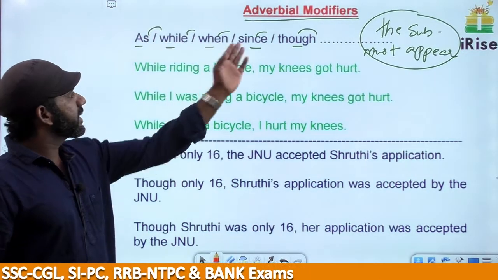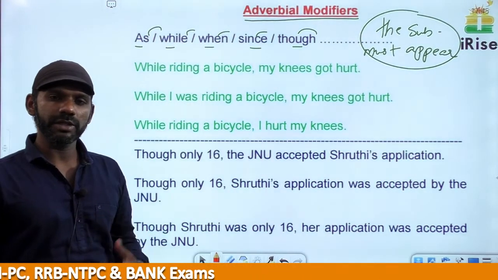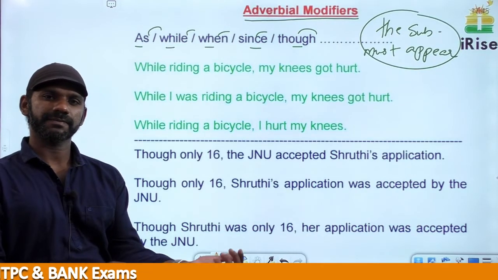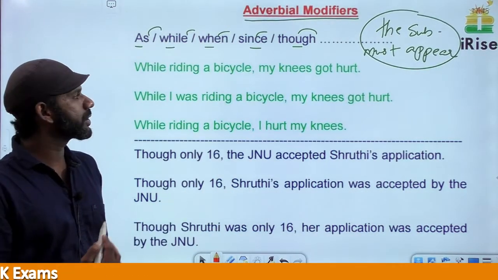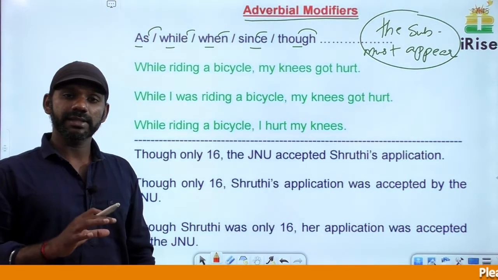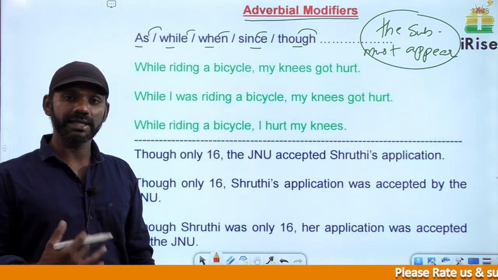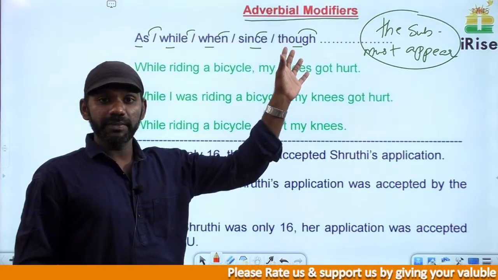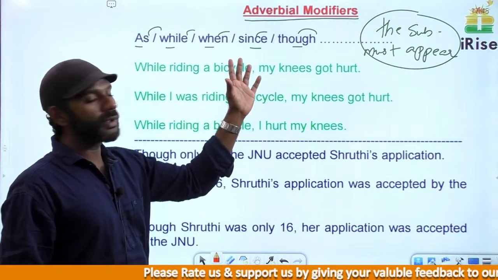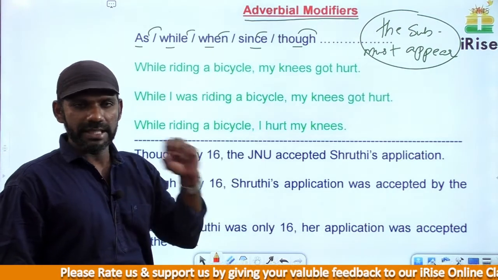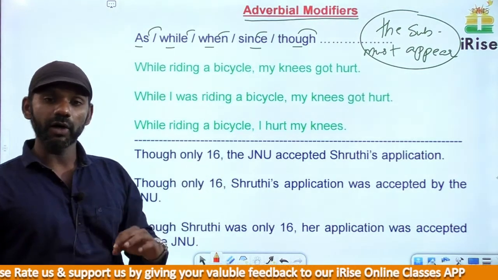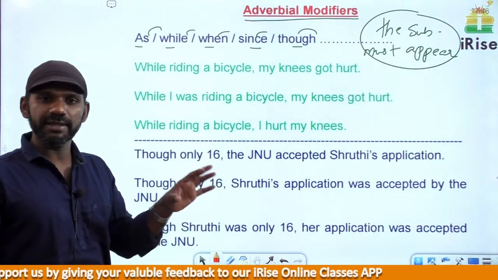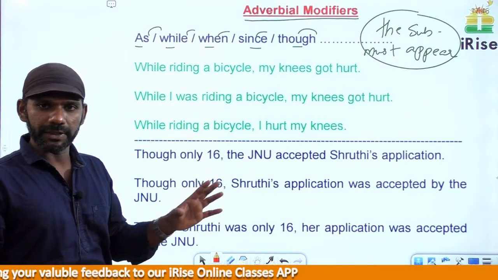Now, do these words appear in the main clause or the subordinate clause? I told you, subordinate clauses are termed as modifiers, and these words are called adverbial modifiers. So these words appear in the subordinate clause. So immediately after these words, or immediately after the clause containing these words, the subject must appear.